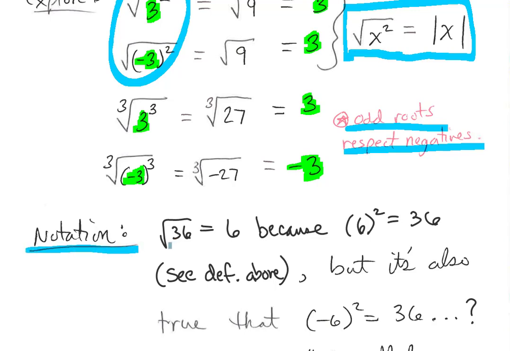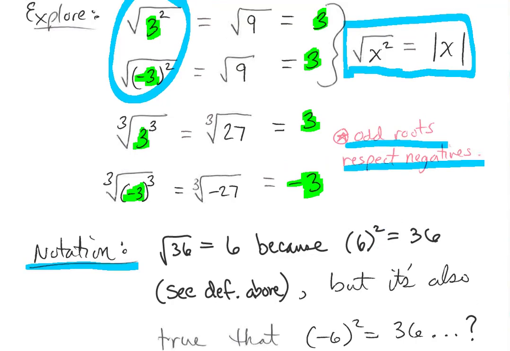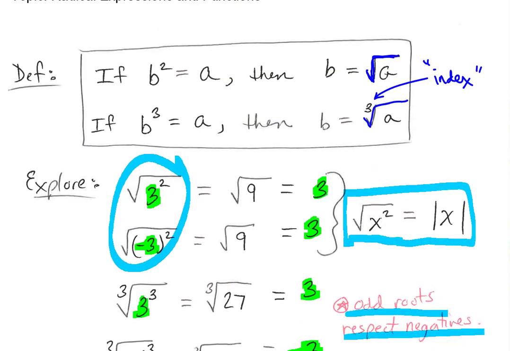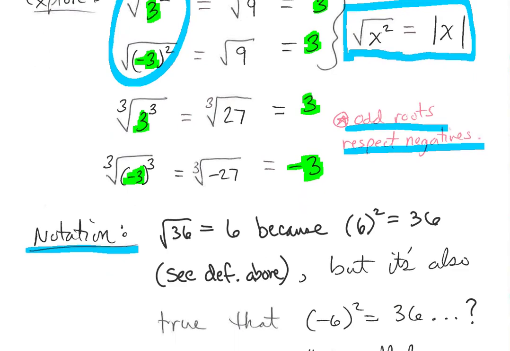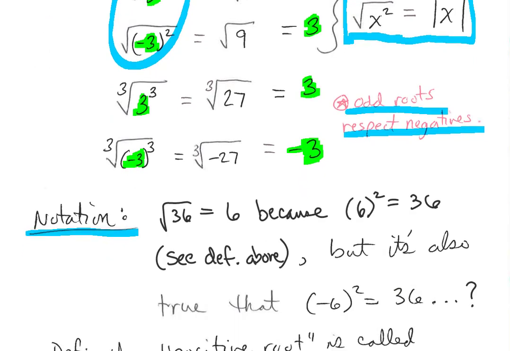It turns out that the square root of 36 equals 6 because 6 squared equals 36. That follows exactly with the definition we started with way above. Okay, but isn't it also true that negative 6 squared is positive 36? So what does that tell us about how we can represent that kind of notation?